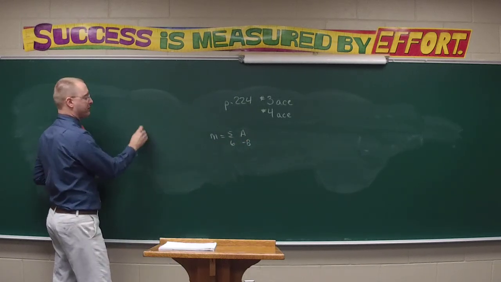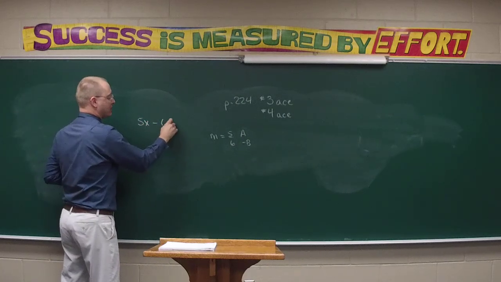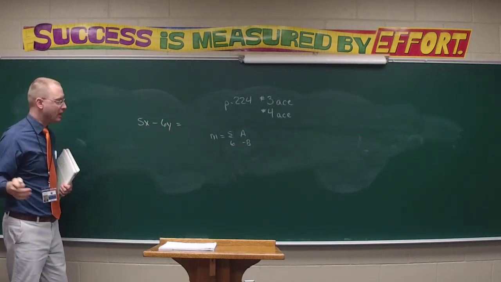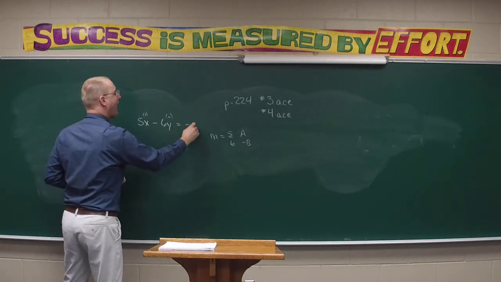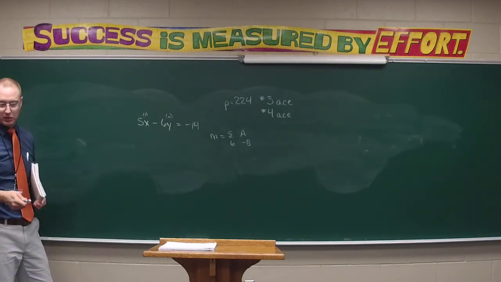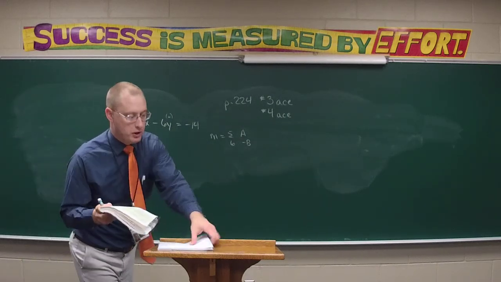So I know if the slope is 5/6, it's 5x minus 6y equals. Does that make sense? And then they said if it passes through the point (2, 4), remember we just plug in the 2 and the 4, and that's where we got our answer, 5x minus 6y equals -14. So there, at your seats.